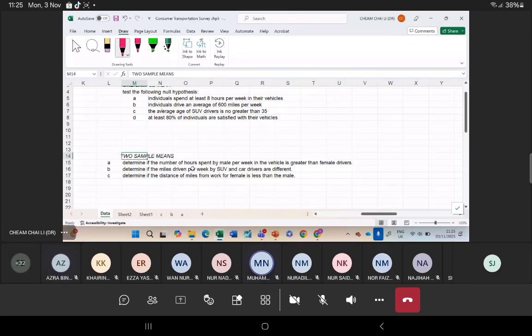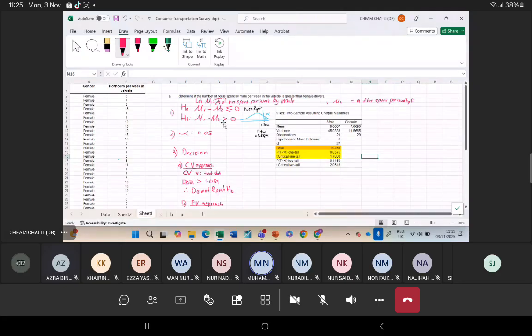So what we want to investigate, for example the first one: we want to determine if the number of hours spent by male and female, male is greater than female. So we put this in our alternative hypothesis. You see, in the alternative hypothesis we put mu1 minus mu2 greater than 0. It means male's number of hours spent in the vehicle per week is greater than female. So we put it in the alternative hypothesis.